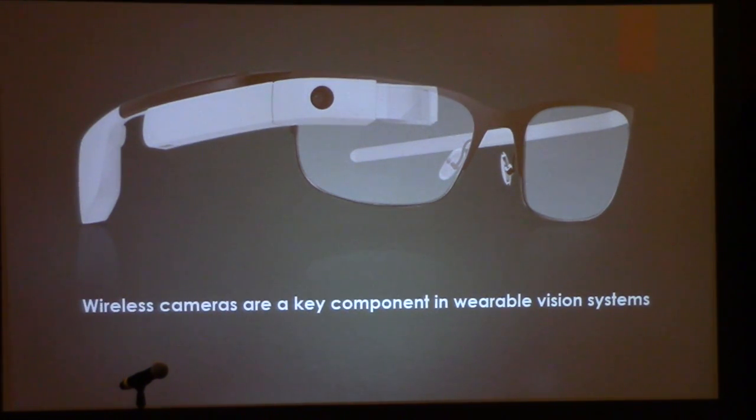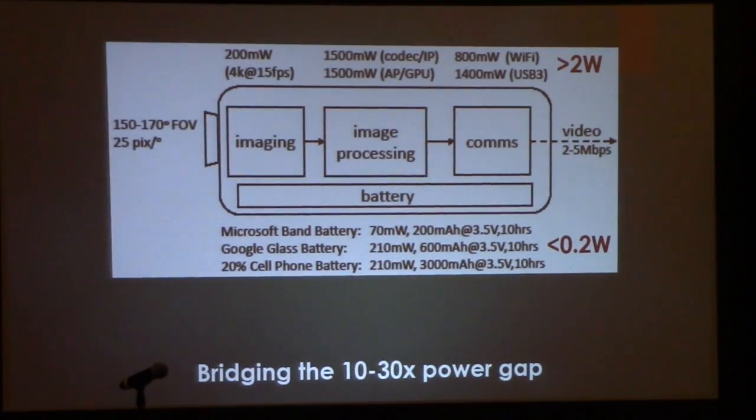Unfortunately, the wearable vision system has not been that successful, partly because their wireless camera pipeline burns a lot of power, preventing them from lasting for a long period of time on a single charge. So the question is, why does the camera pipeline burn that much power? The answer is actually simple.